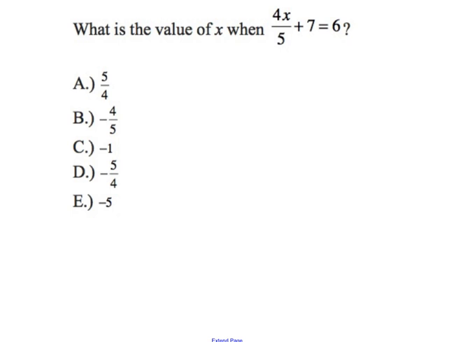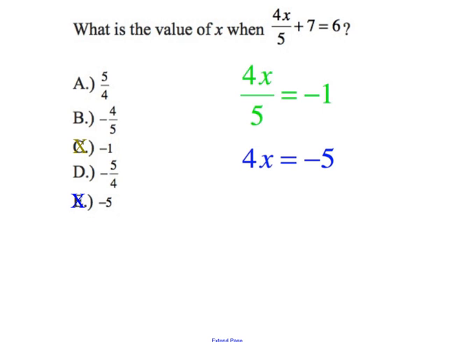So, they give you an equation, and our first move here would be, well, I need to get x by itself, so let's subtract 7 over. And when you do so, it equals -1. However, -1 is not our answer. I have not solved for x yet. So I would cross C off my list because -1 is not my final answer.